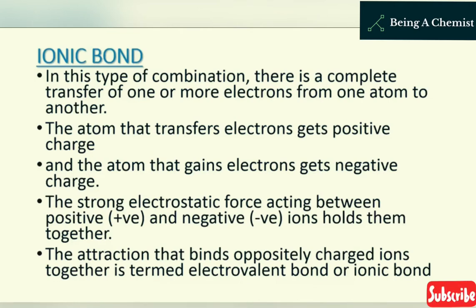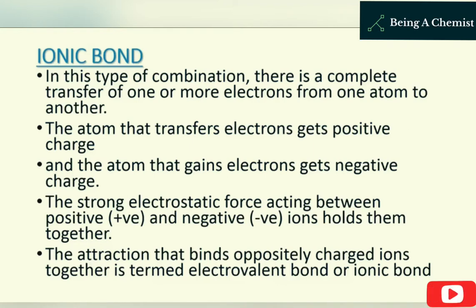Ionic bond: in this type of combination, there is a complete transfer of one or more electrons from one atom to another. As we have discussed already, if there is a transfer of one or more electrons from one atom to another, what will happen? A specific bond is formed, which is known as an ionic bond. The atom that transfers electrons gets a positive charge.